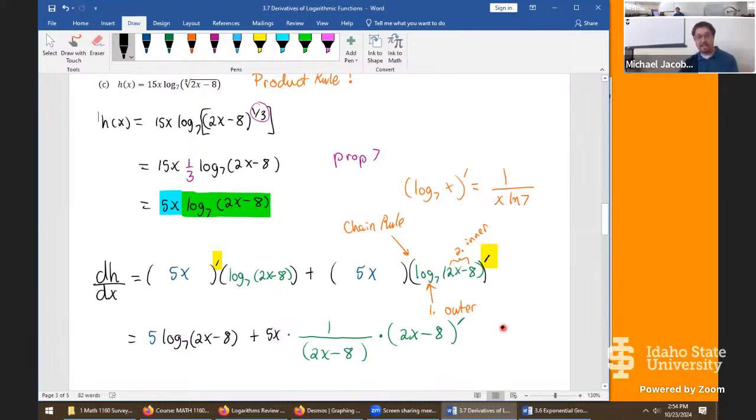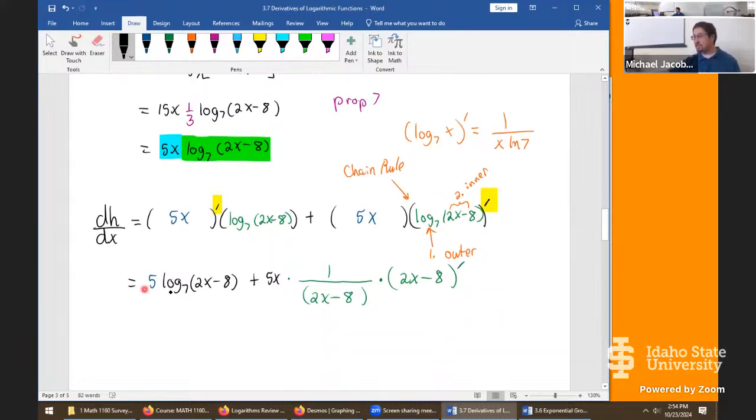This is a long question already on its own. So let's finalize this out. We have 5 log base 7, 2x minus 8, plus, so 2x minus 8 in this denominator. When we go to differentiate here, we get a 2 and nothing else. 2 is going to multiply in the numerator, but so is 5x. So altogether, 5x and the 2 multiply to give us 10x.